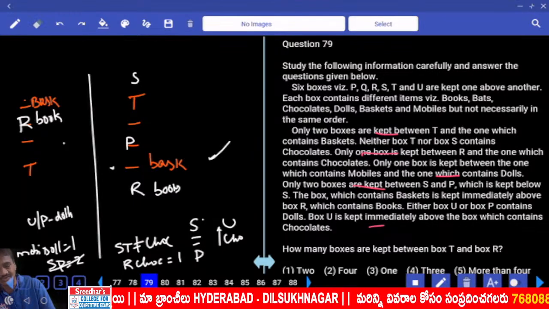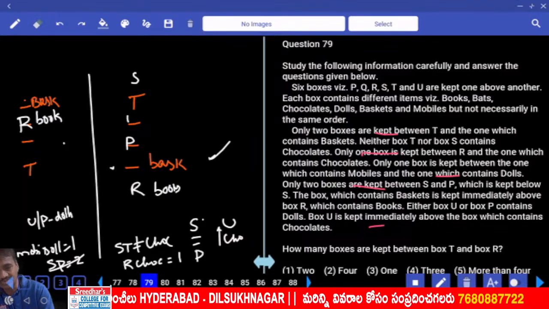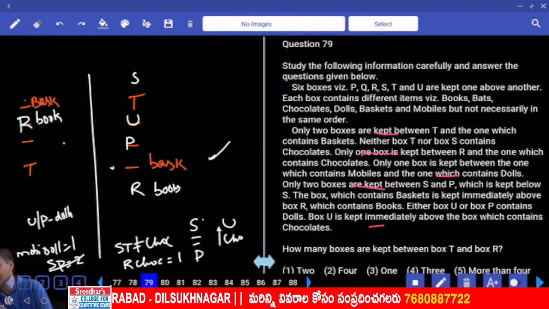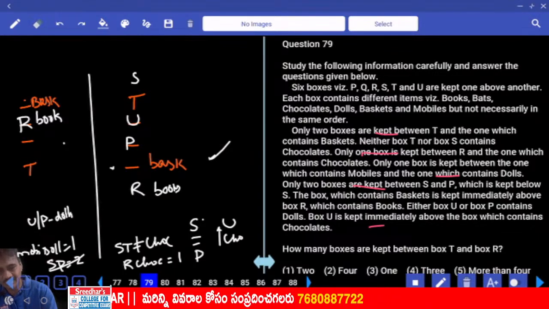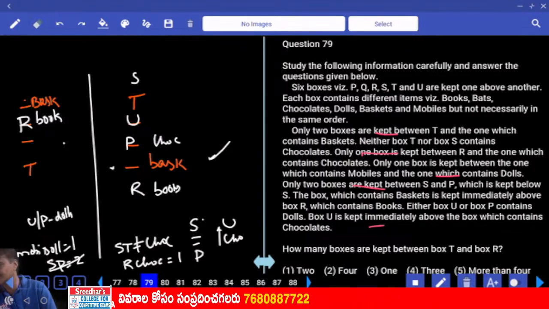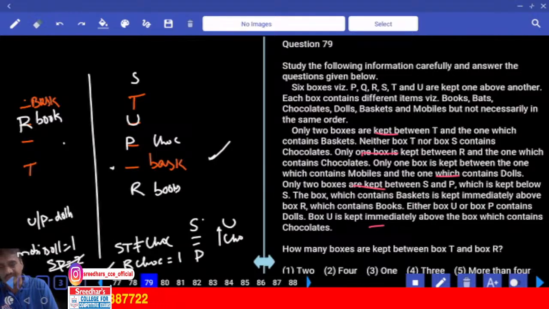Then what are the remaining ones here? U. Then U must be at this place. Now if U is here, U is immediately above what? U is immediately above chocolate, chocolate is here. As U is immediately above this chocolate, R and chocolate, there must be exactly 1, that is valid. S and T do not belong to chocolate.